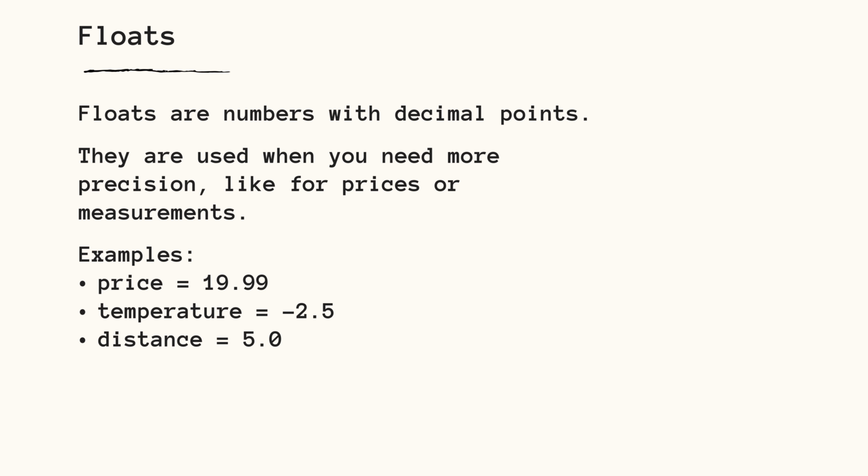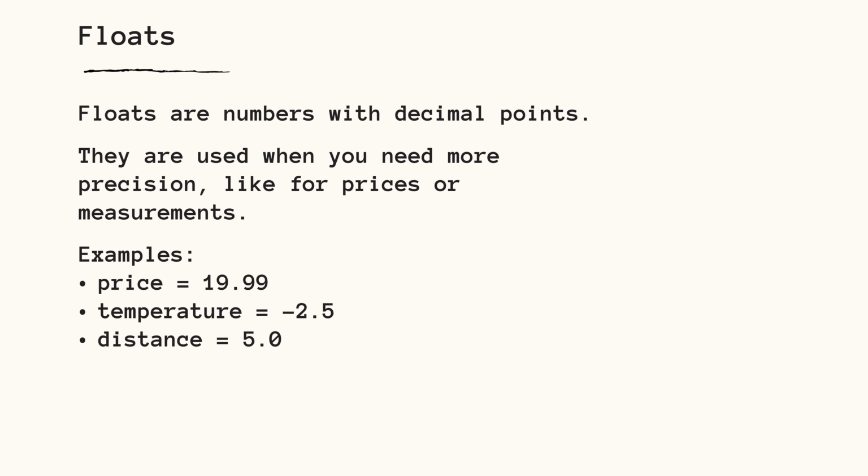Price equals 19.99. Classic. Prices almost always have decimal points. If something costs 19 euros and 99 cents, that's a float. Temperature equals -2.5. You'll see decimals a lot when measuring stuff. Weather reports, for example. That freezing cold morning? Definitely a float. Distance equals 5.0. Now here's a fun one. This looks like a whole number, but Python sees the .0 and says, aha, this is a float. That's how we tell Python, hey, this is a measured value. Treat it like a float.